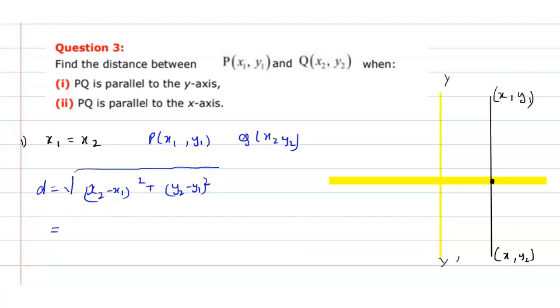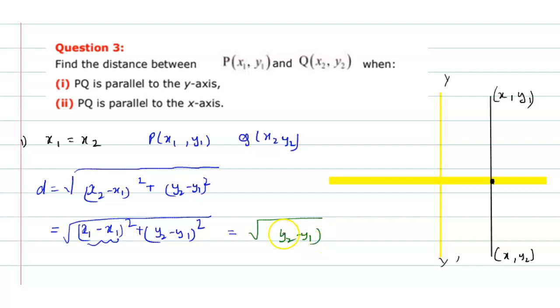Now put in the values. Here x1 is equal to x2, so x1 minus x1 squared is 0, and we are left with y2 minus y1 squared, which cancels out with the root, so we get y2 minus y1 units. This is the distance between P and Q.